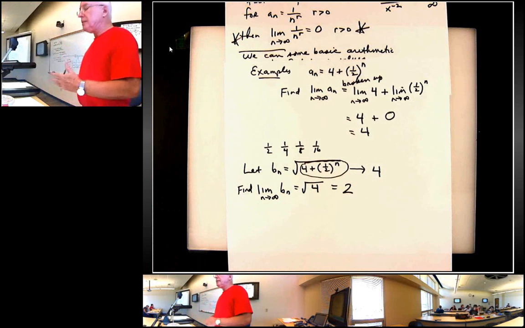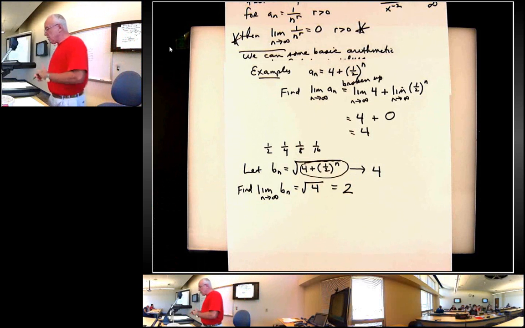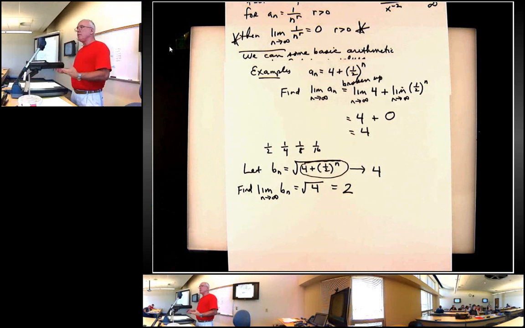So this is kind of like we can do arithmetic on these limits to find a new limit for a new expression, all right? Here all we're doing now is taking the square root.